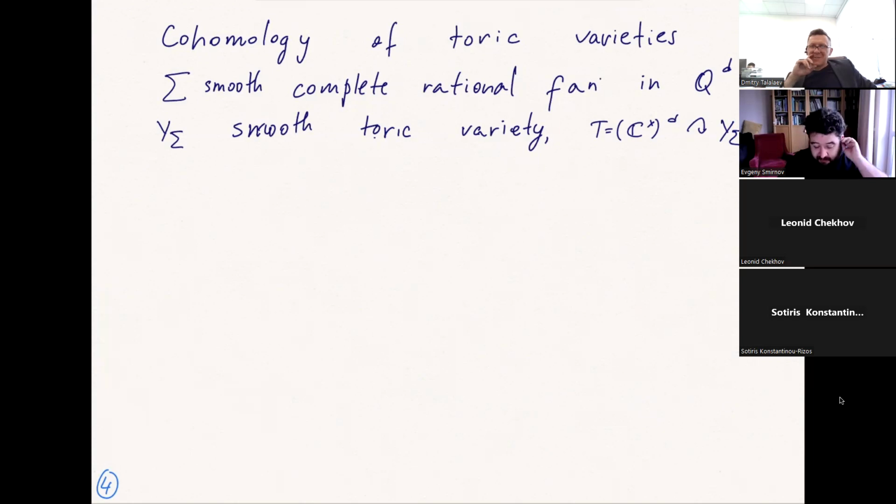So let me recall some definitions of the cohomology of toric varieties. Toric varieties in my talk will always be projective and even polarized, namely with a given embedding into a projective space. So a projective variety living in a projective space of some bigger dimension. So how to define them?